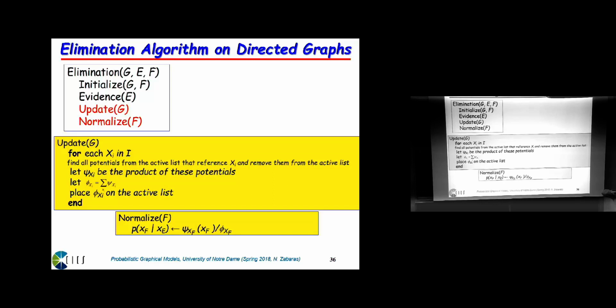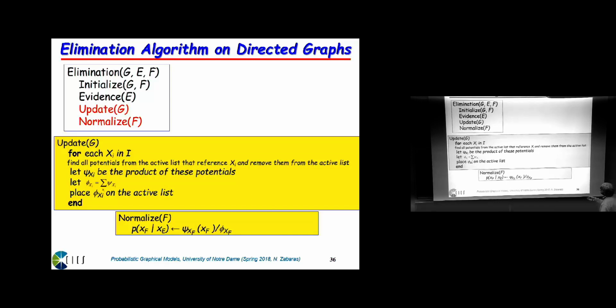All right? That information is gone. You don't need them anymore. So you are going to sum over this. These are all the potentials, basically, that have a reference to node xi. So you sum on xi, and you get rid of those products, and you substitute those potentials with phi of xi. And so that's the update.